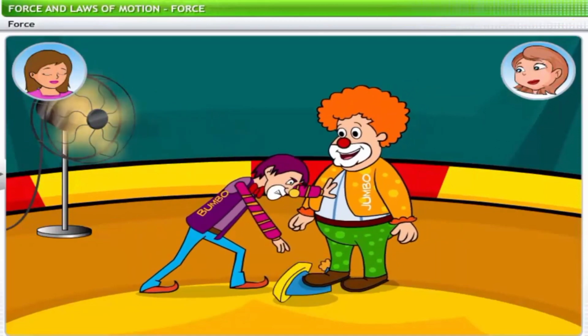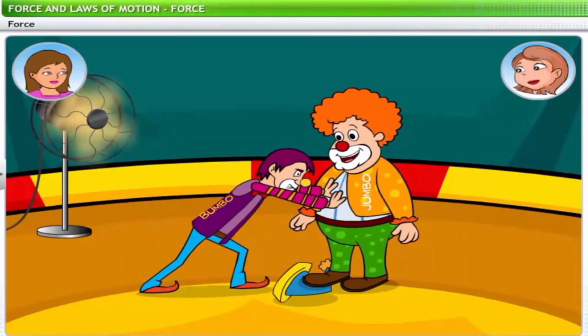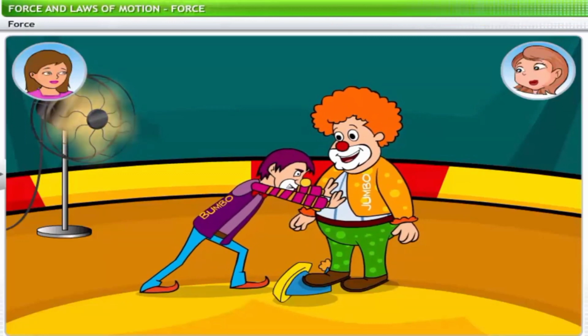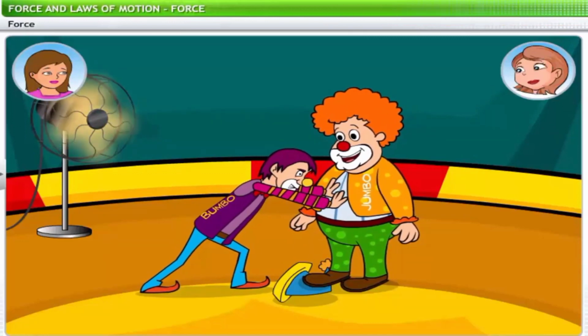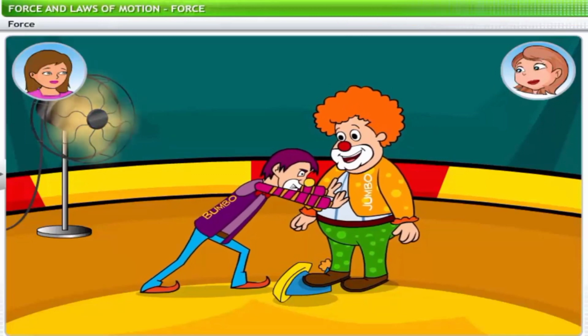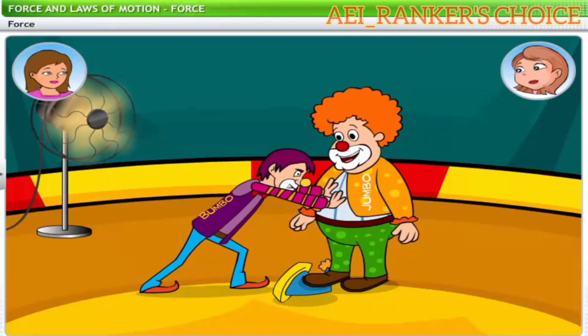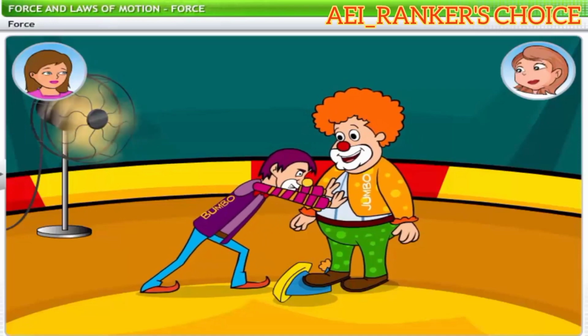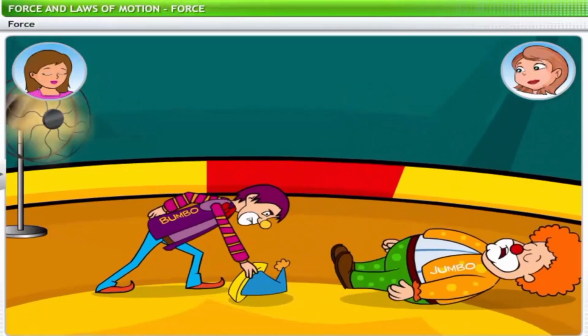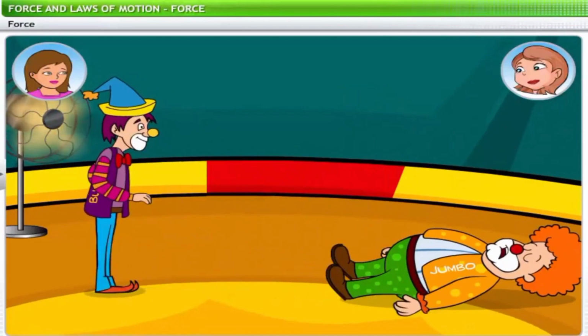Bumbo applies force on Jumbo, trying to push him away so that he can retrieve his cap. Initially, Bumbo does not succeed, even though he's trying hard and exerting force. I guess he needs to push harder. That's right. When Bumbo increases the force exerted on Jumbo, he is able to push Jumbo away. There you go. He got his cap.